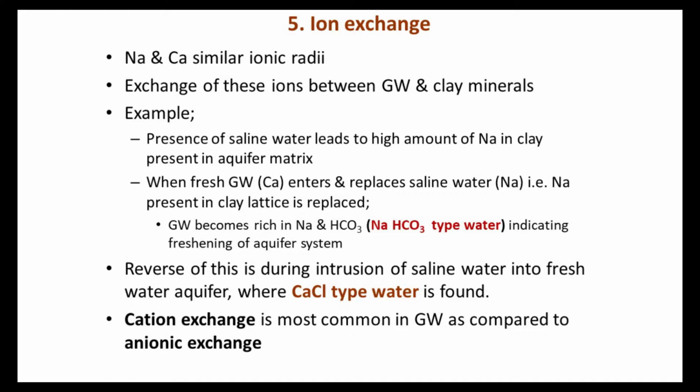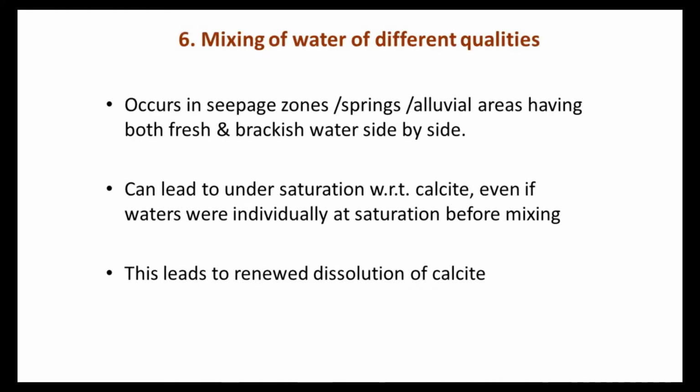The reverse situation of this is during intrusion of saline water into a fresh water aquifer, where calcium chloride type water is found. Cation exchange is most common in groundwater as compared to anionic exchange. Another important process is mixing of water of different qualities. Such mixing occurs in seepage zones or in springs or in alluvial areas having both fresh and brackish water which exist side by side. This mixing can lead to undersaturation with respect to calcite, even if the waters were individually at saturation before mixing. This leads to renewed dissolution of calcite.